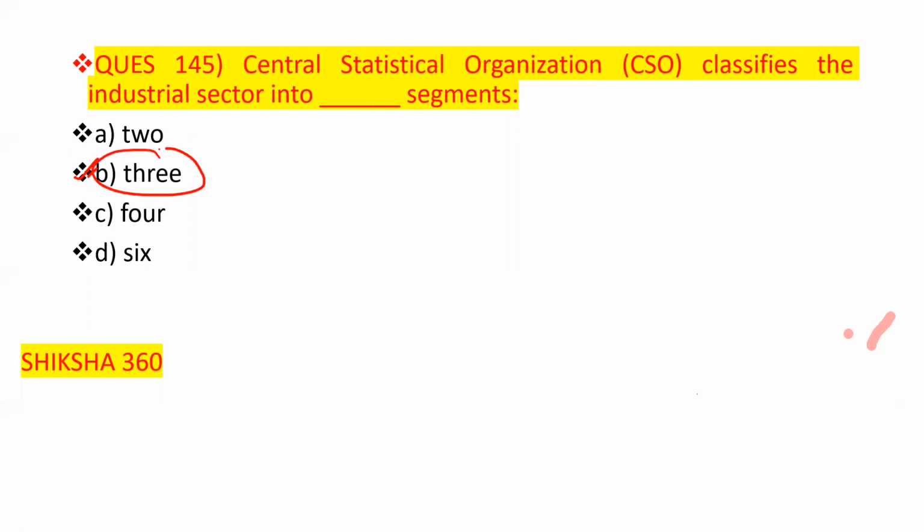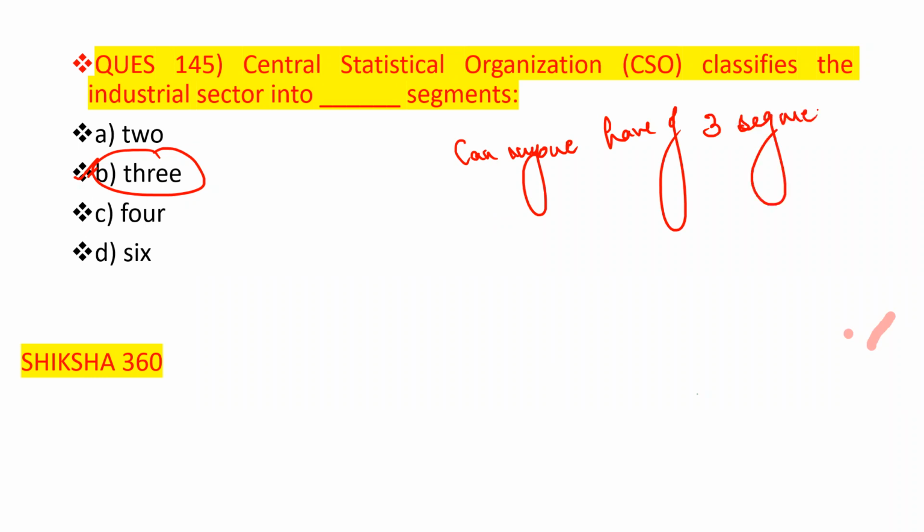Can anyone tell in which 3 segments it is divided by the Central Statistical Organization? Can anyone name these 3 segments? Not primary, secondary, tertiary, that is the economy division. Not small micro. This is also not. Secondary manufacturing is also not.